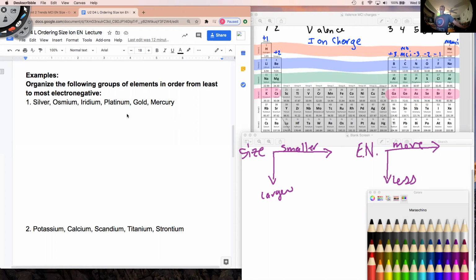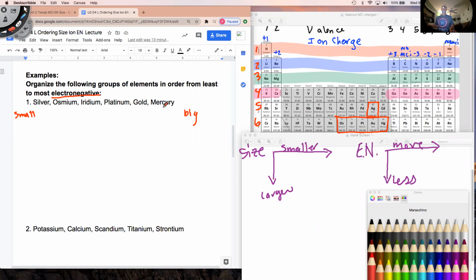But what we're going to do is take a look and put these in order. Now, it should be very straightforward. So let's find these. Here's silver. So this says put them in order from least to most electronegative, which means that if you're working here, you're going to put the smallest ones over here and the biggest ones over here in terms of electronegativity, which directly correlates to size.